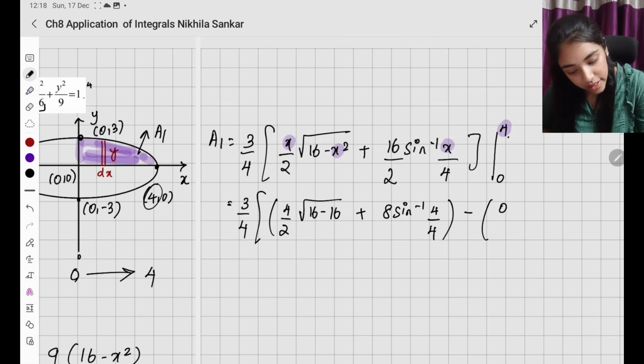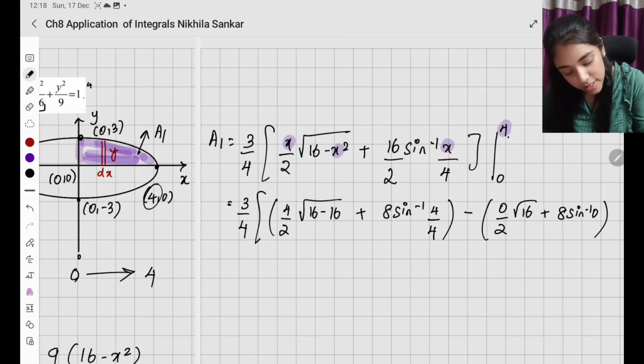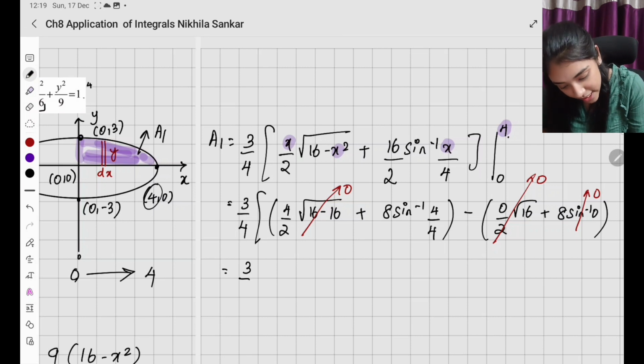So 0 divided by 2, this term becomes 0. Correct? Plus 16 by 2, so I have 8 sine inverse of 0. Now, what are all the zeros? Sine inverse 0 is going to be 0. Here 0 into, so this is also 0. Here 16 minus 16, so this term becomes 0. So now finally what do we have? 3 by 4 times, inside the bracket I only have 8 times sine inverse of 4 by 4.